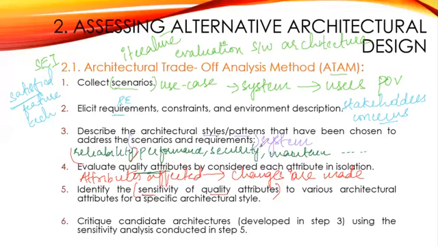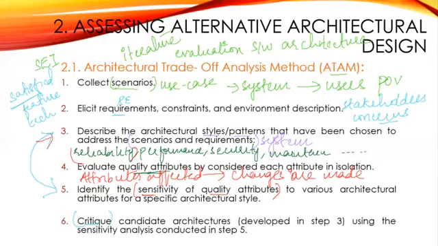Then the last point is critique candidate architecture developed in step 3. That is when you've identified the specific design or pattern that you're using, based upon that, you're going to critique your candidate architecture using the sensitivity analysis conducted in point 5. That is, by combining 3 and 5, you're going to critique this software architecture. Now, critique means here that if there is any sensitivity point that is completely changing the functioning of the particular software, then you can change the style or pattern.